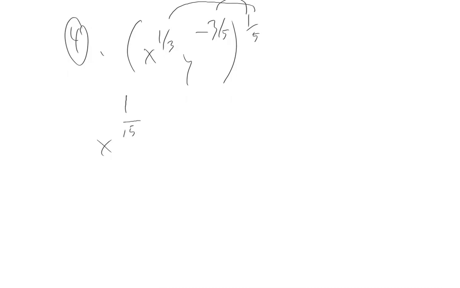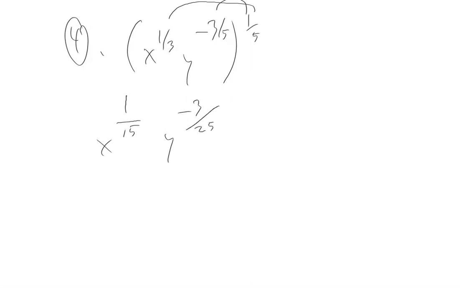So problem 4 says x to the 1/3, y to the negative 3/5, all to the power of 1/5. So when you have a power on the outside of the parentheses of some other powers, you have to distribute this power to the powers inside. And 1/3 times 1/5, 1 times 1 is 1, 3 times 5 is 15. And then with the y, negative 3 times 1 is negative 3, 5 times 5 is 25.